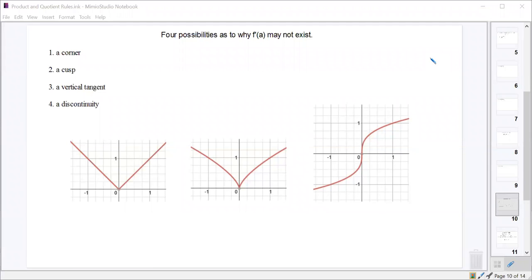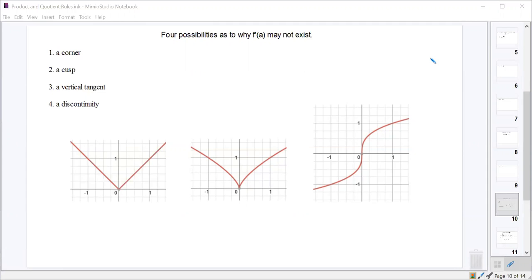All right, so we've learned how to take derivatives a little bit, not a ton, but we've learned how to use at least the power rule, the product rule, the quotient rule, take the derivative of a constant, and use the reciprocal rule. So now we're going to talk real quickly about 4 reasons why a derivative might not exist at a point.